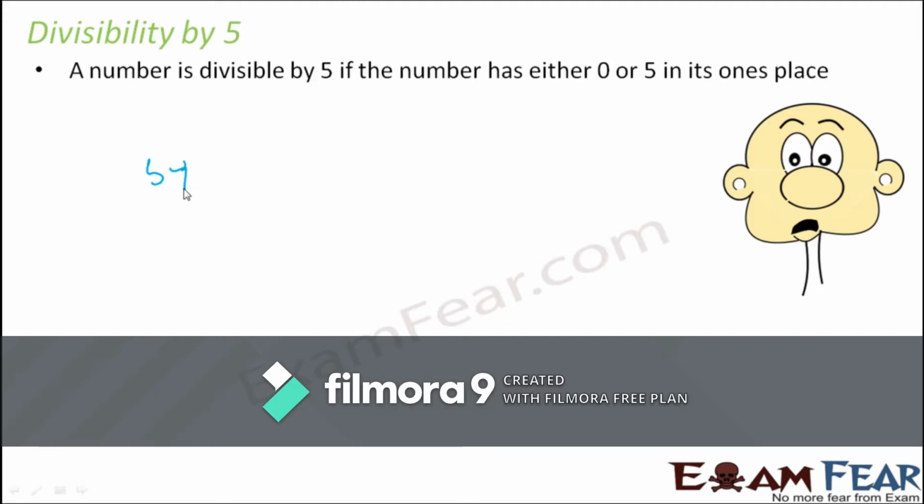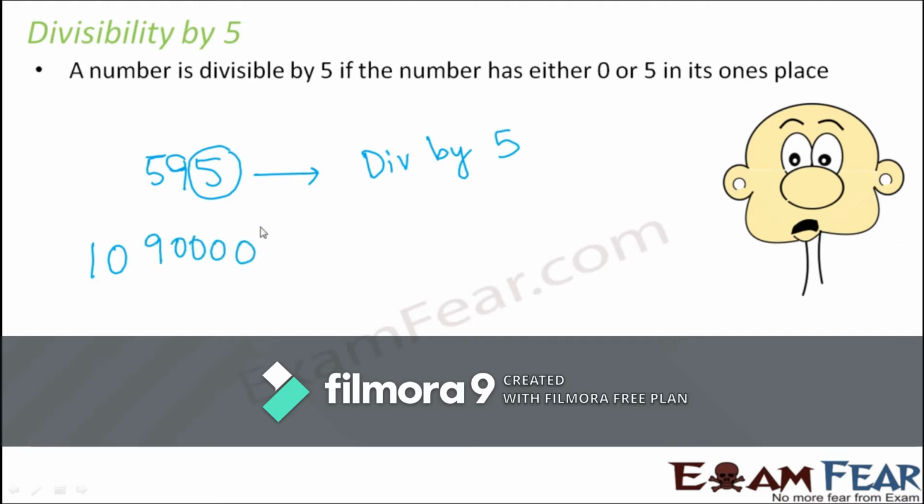You consider any number. Let's say we consider this number 595. So which number is there at the units place? It is 5. So therefore this number will be divisible by 5. Let's say we have a number like this, 1090000. So this number has 0 in its units place. Therefore this number is also divisible by 5.